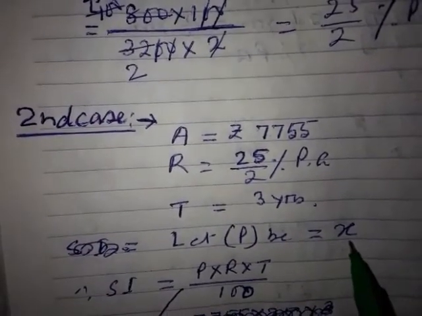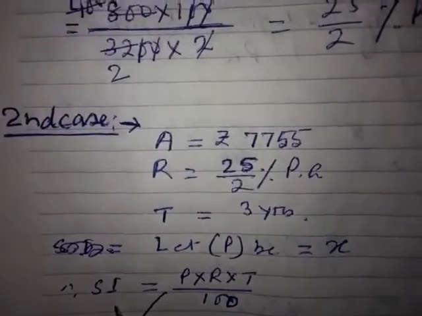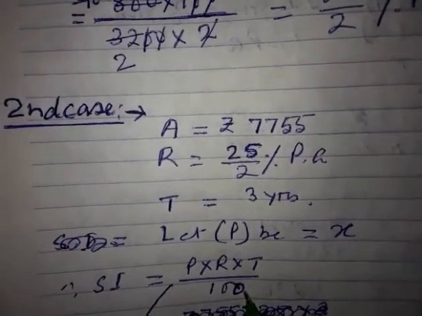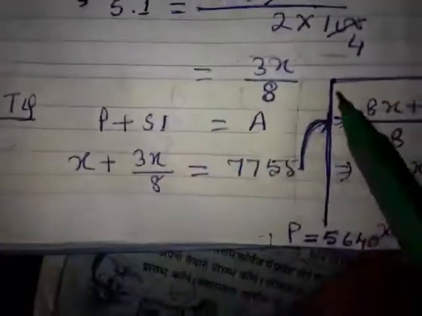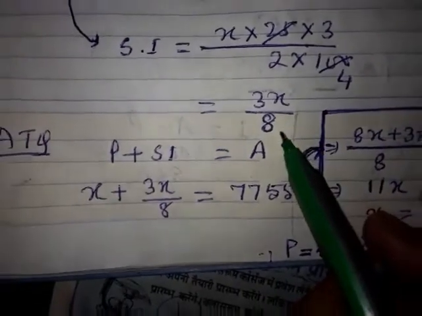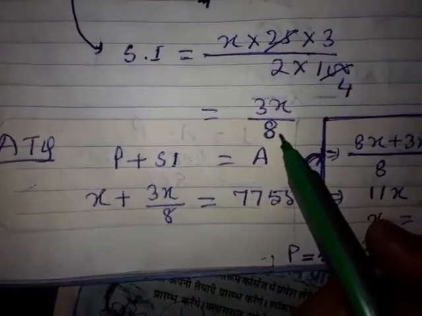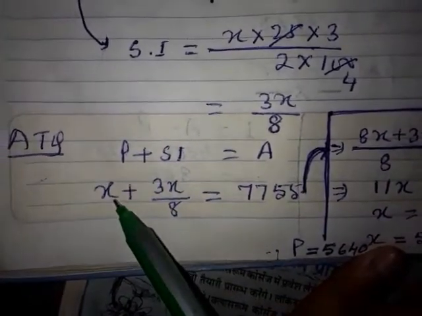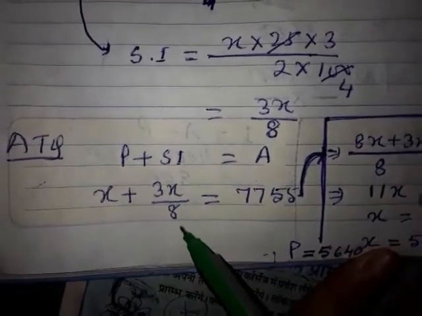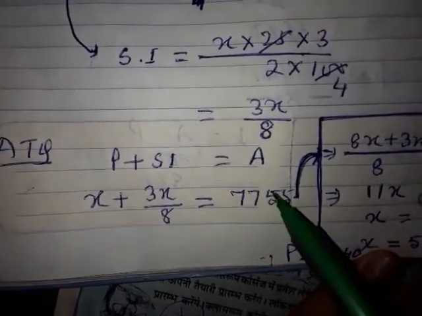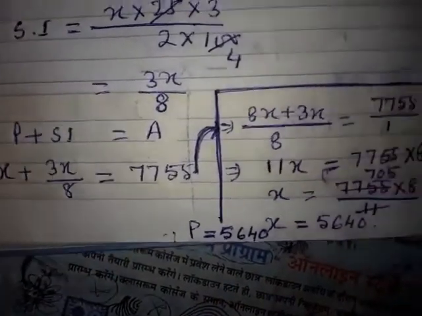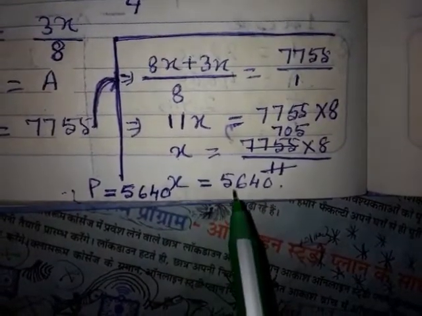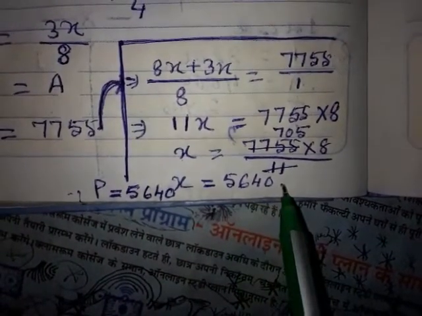Now, if you know the principal, you can easily find out the SI by putting the formula P into R into T by 100. I have done the calculation of SI, and putting the values, it is coming 3x by 8. Now, if you know the SI, you know principal plus SI equals amount. In place of principal, you put the value of principal. In place of SI, you put the value of SI. And in place of amount, you put the value of amount. After simplification, I got the value of X equal to 5640.